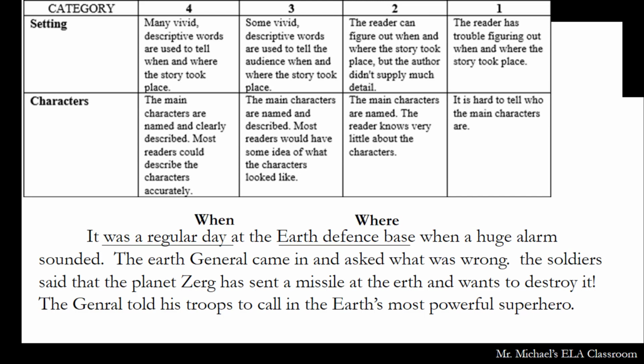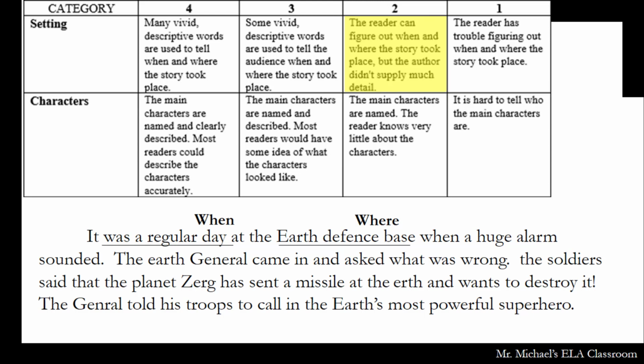So when we look at the setting here, there is a when, there is a where, but you can't really get a picture of the setting right now. You do know it's on the Earth, but hey, where on the Earth is it? So it's not too detailed. So I'm going to give that a 2.